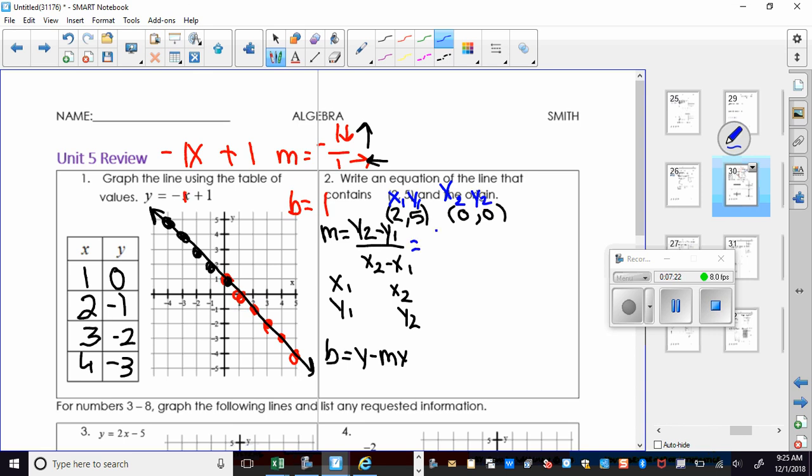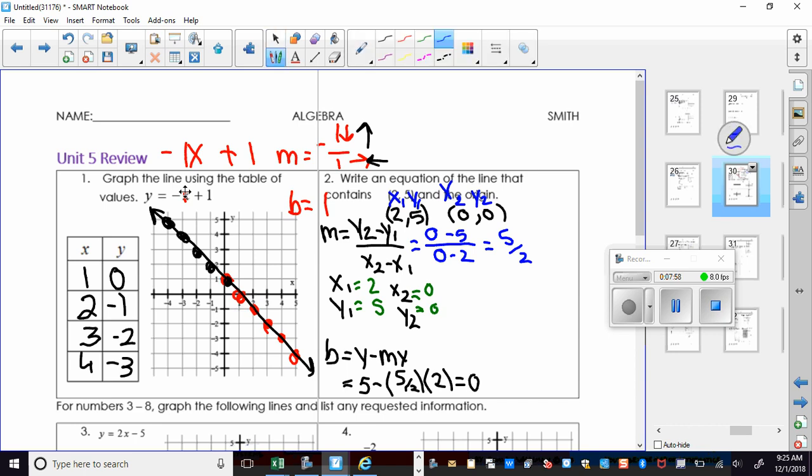This equals 0 minus 5 divided by 0 minus 2, or 5 over 2. That's my slope, right? Now, my points, I'm just going to write them out. We have 2 and 5, and then we have 0 and 0. The origin is 0 and 0. For b, I have 5 minus 5 over 2 times 2. Or I just simply have this equals 0.